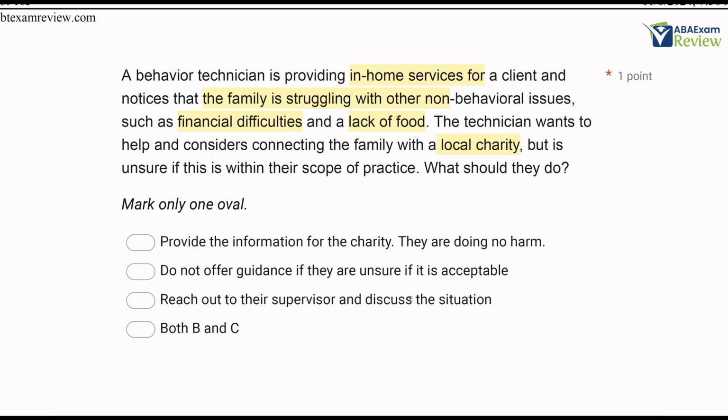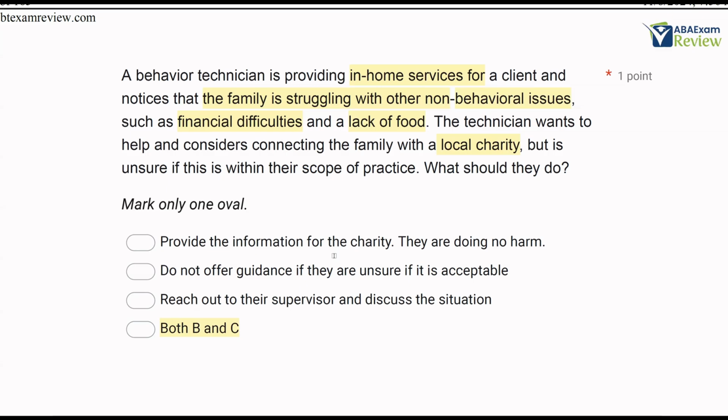C, reach out to the supervisor and discuss the situation. Absolutely. Even if they don't give the advice, this is something the supervisor is going to want to know. It seems like an issue that could impact service. So instead of just going and trying to offer this advice, don't offer the guidance if they're unsure, and reach out to the supervisor and discuss the situation. Maybe the supervisor will give more guidance or say that's a great idea, go ahead and offer.